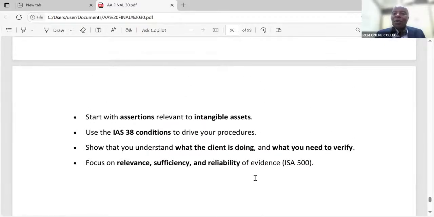So that marks the end of this session, ladies and gentlemen. I believe as you get out of this room, when you go out there and you get a question on IAS 38 intangible assets, for sure, you shall have something to write.